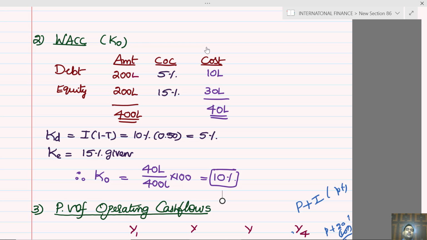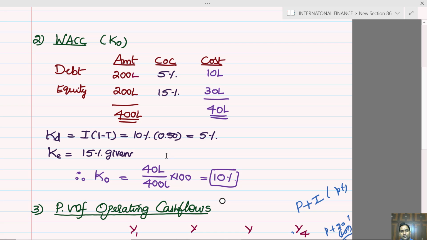That's why WCC can be taken as a discounting rate for evaluation of any project only when you are undertaking the same project and at the same time you don't have any change in your borrowing cost. So this is the second one.